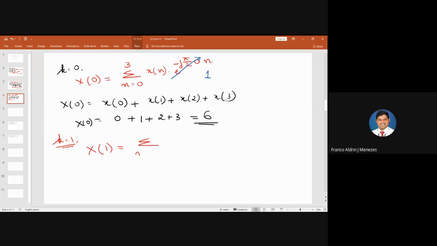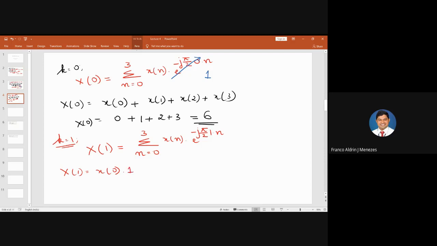This will be equal to summation n is equal to 0 to 3 x of n into e to the power of minus j pi by 2 1 into n. So in place of k, I have substituted it as 1. Now here n value has to be varied. From the summation term, n has to be varied. So we can write x of 1 will be equal to x of 0 into e to the power of minus j pi by 2 1 into 0. So that will be 1 anyhow.